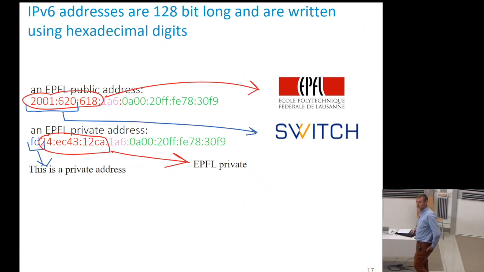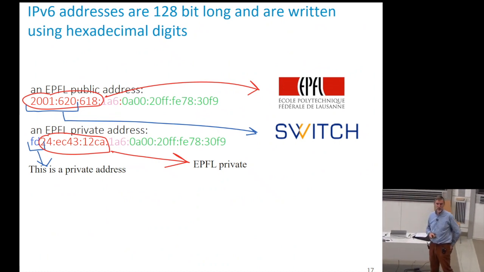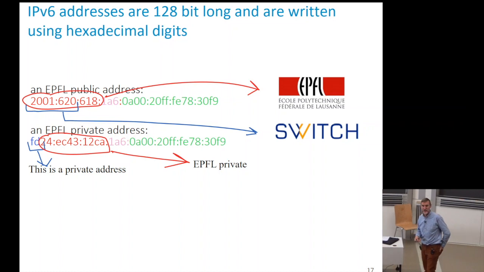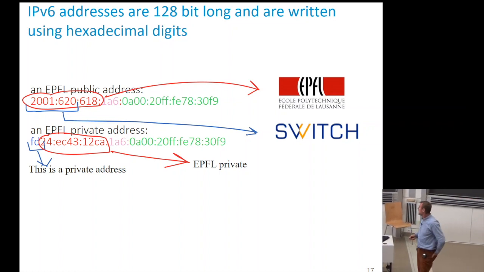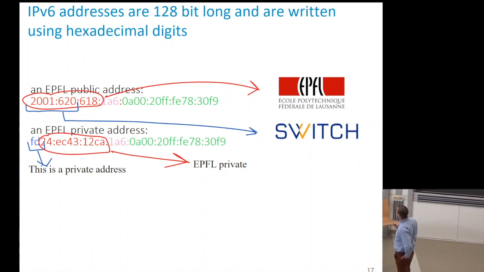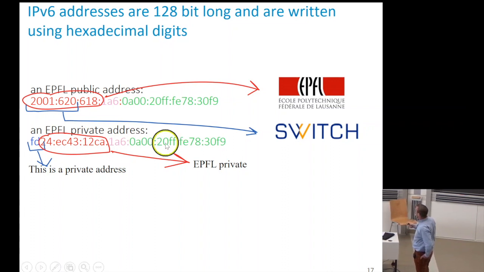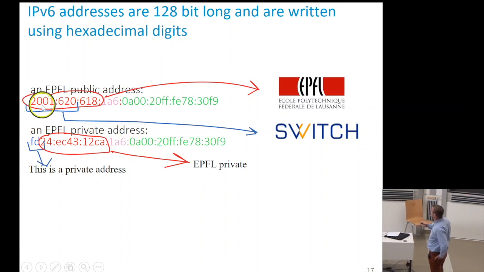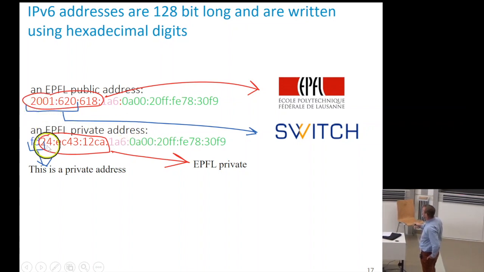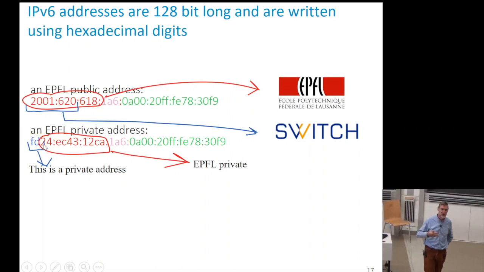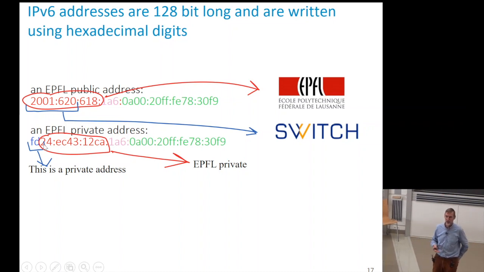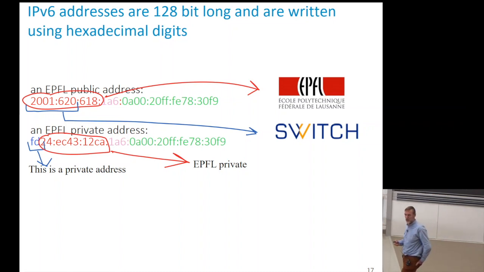Because the IPv6 addresses are very long, there are special rules that we need to learn on how to write and decode them. First, they are written using hexadecimal digits. So here are 2 addresses. This one is a public one. If it starts by 2 or 3, it's a public address. If it starts by FD or FC, it's a private address. Like we have seen in IPv4, an address that starts by 10 dot something is a private address. In IPv6, we can do the same.